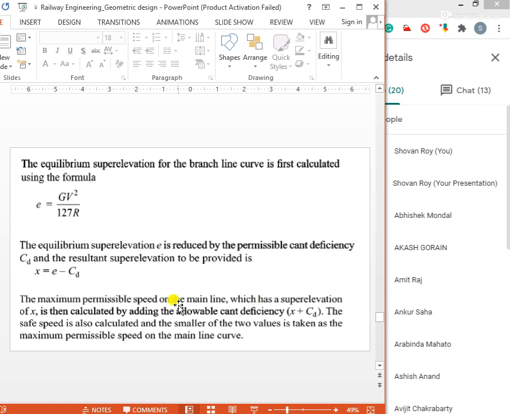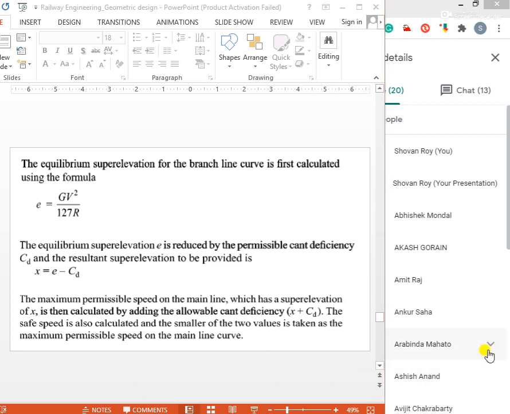Okay, the maximum permissible speed for the main line, which has a super elevation of x, is then calculated by adding the allowable cant deficiency. Cant deficiency, normally in case of super elevation, is always negative. And the safe speed is also calculated, and the smaller of the two values is taken as the maximum permissible speed on the main line curve. This will also be clear in the numerical.